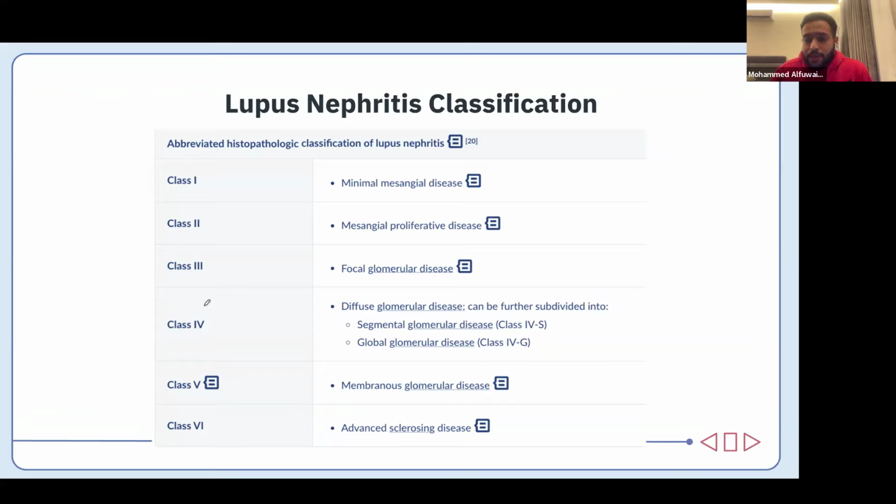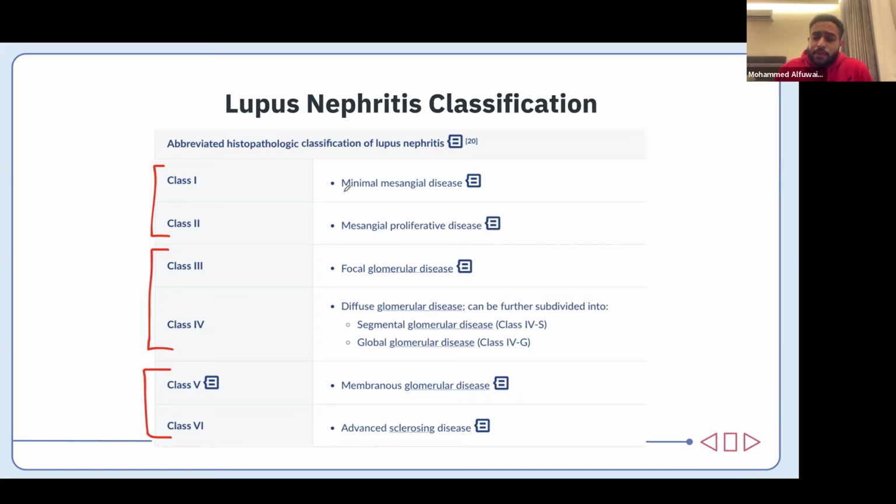Then we have lupus nephritis. Lupus nephritis has different classes depending on how severe the patient is. Now, the way we differentiate clinically is class 1 and class 2 together, class 3 and class 4 together, and class 5 and 6 together, in terms of how we want to treat the patient.